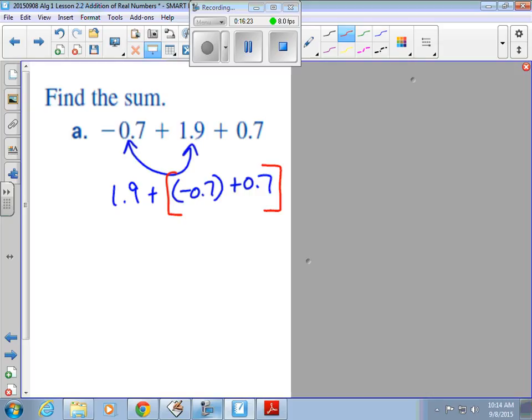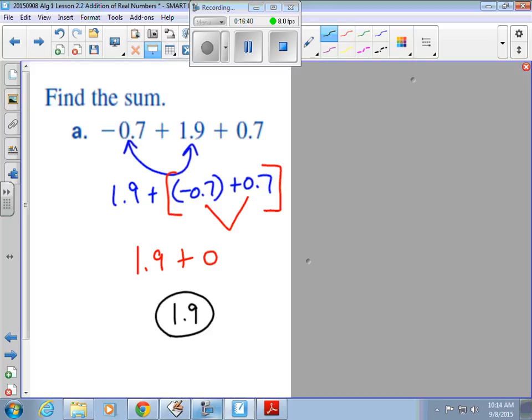0.7 plus negative 0.7 is the property of 0. Those two cancel each other out. It leaves us with 1.9 plus 0. Then the identity property, when we put anything together with 0, leaves us with 1.9.